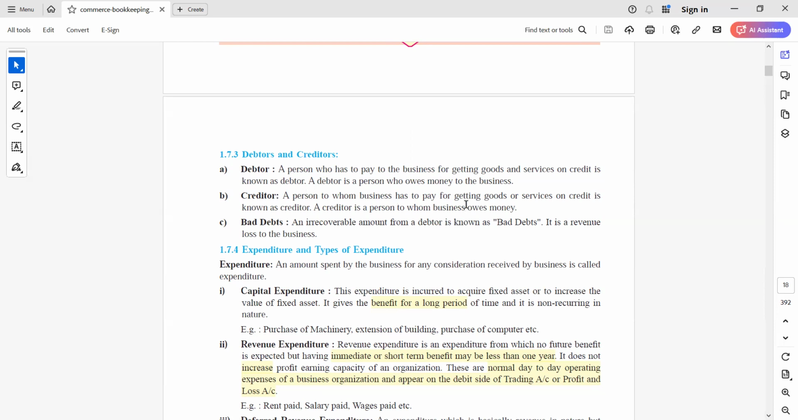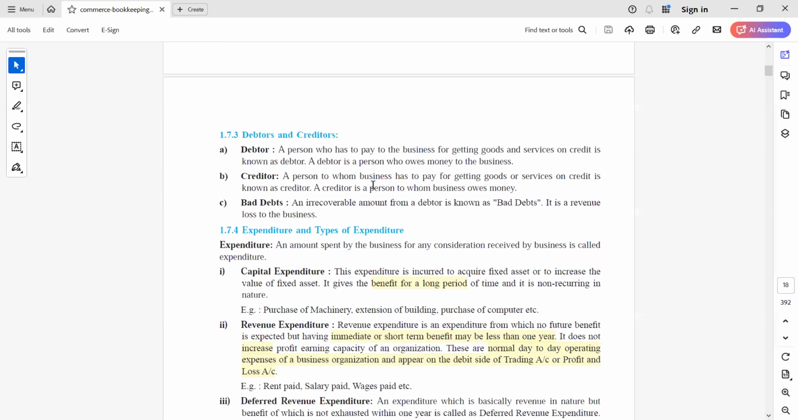So creditor: a person to whom the business has to pay for getting goods or services on credit is known as the creditor. A creditor is a person to whom the business owes money. Suppose you gave any service to the business, you are the creditor, and your business is a debtor. Pay proper attention, it's very easy to understand.